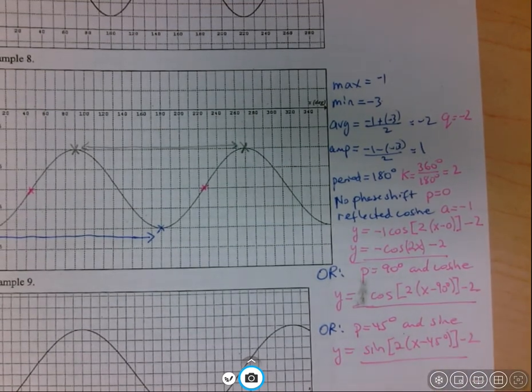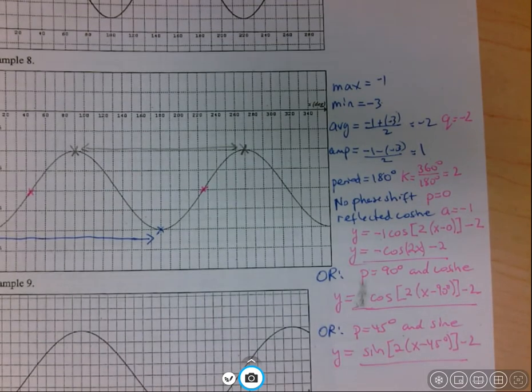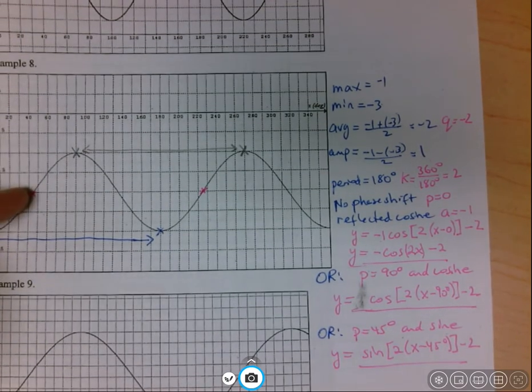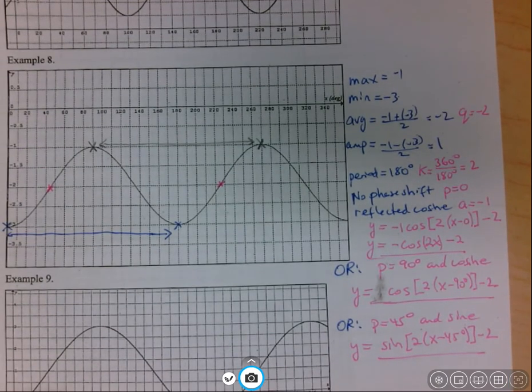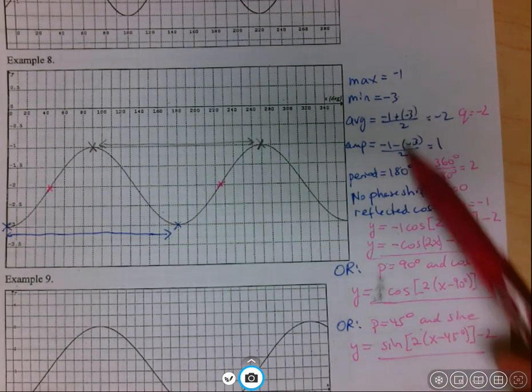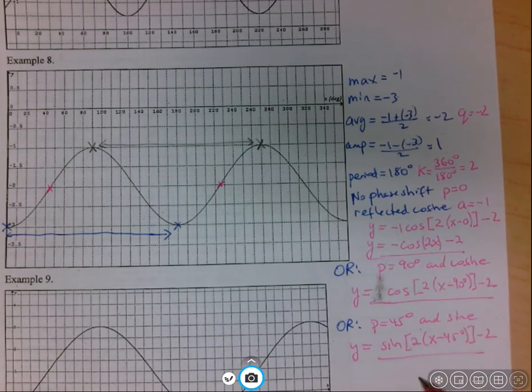So all of these answers are correct for this graph. It all depends on what you see first. Do you notice this point first? Do you notice this point? Do you notice this point here? They're all correct. Okay, and that is how you name the graph. So you're going to list the key properties, get your A, K, P, and Q from the key properties, and then write. There are multiple correct answers for each graph.